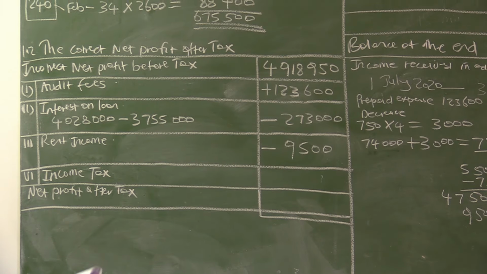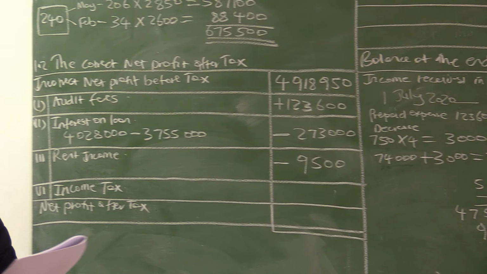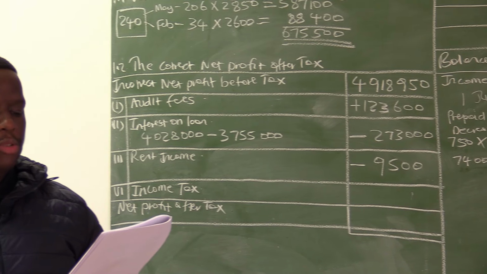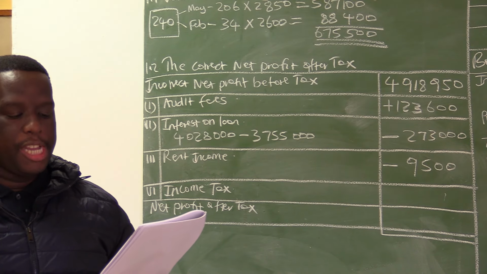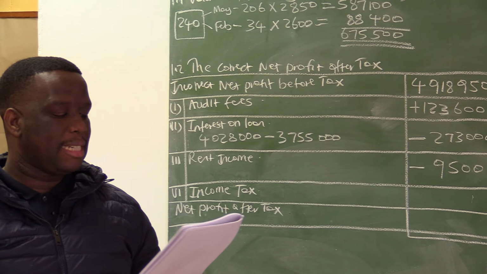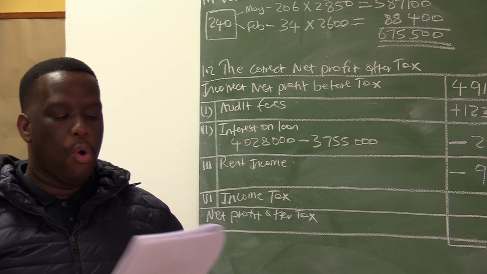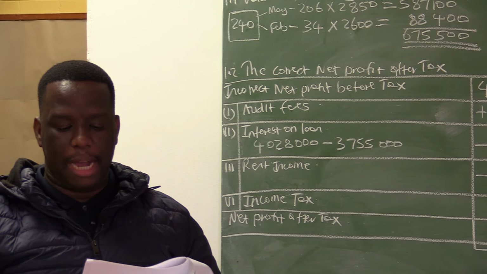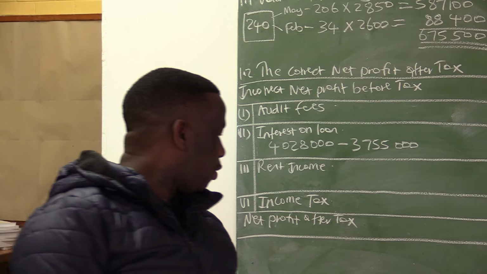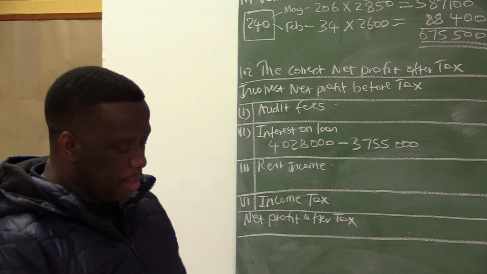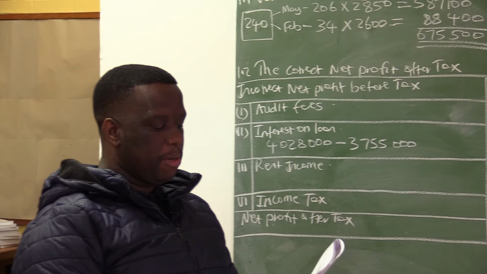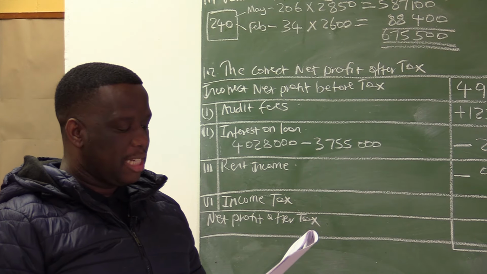The following transaction, transaction number 4, says: after taking into account the corrections above, it was determined that an additional 85,250 is still owed to SARS in respect of income tax for the year. So an additional 85,250. How much has been paid, which is the provisional tax payment?